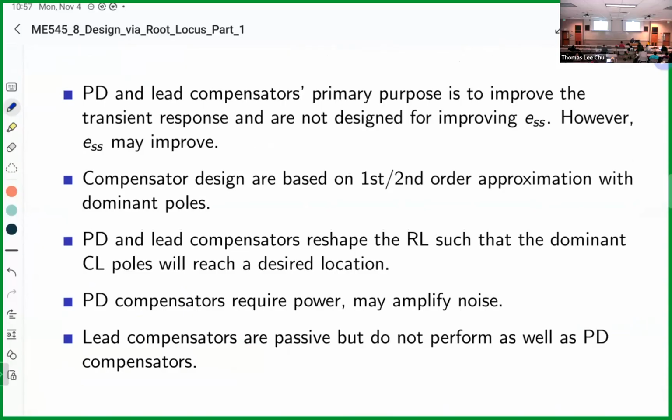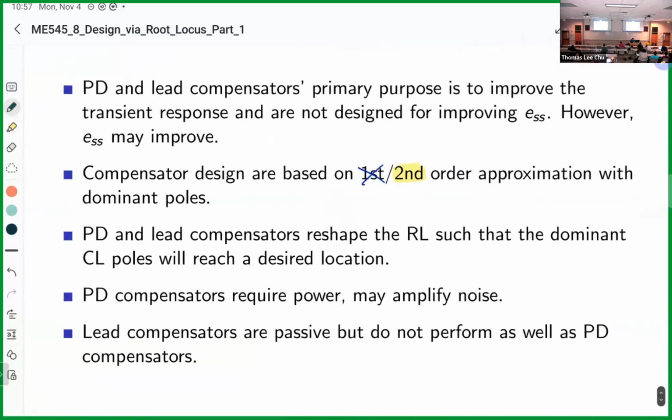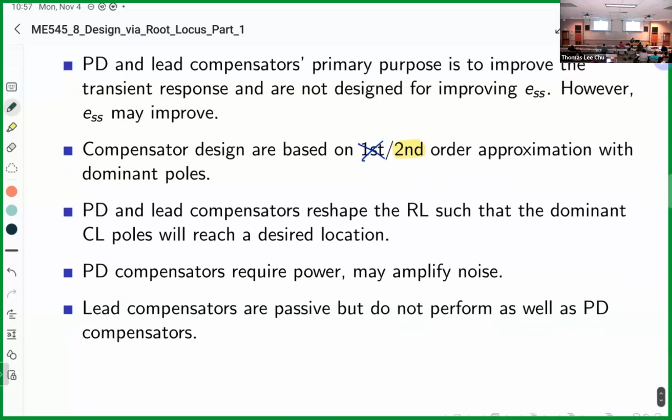Compensator designs are based on first and second order approximation with the dominant poles. Mainly the textbook highlights second order approximation. I wouldn't really worry about first order approximation. Let's just stick with second order approximation. PD and lead compensators reshape the root locus such that the dominant closed loop poles will reach our desired location. PD compensators require power and may amplify noise because of the derivative operation. Finally, lead compensators are passive but do not perform as well as PD compensators.